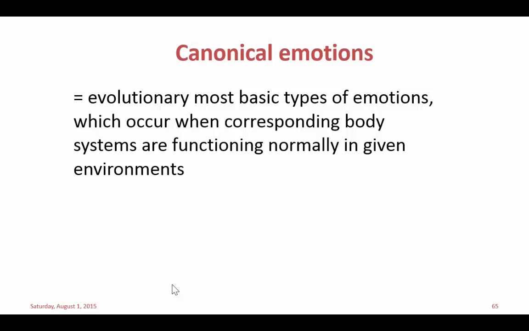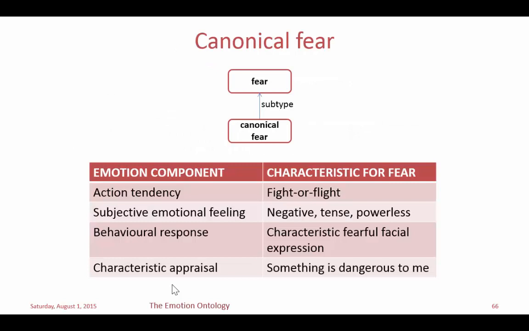So there are environments where, for instance, it's useful for survival to experience fear. When there's a lion in the corner of the room with you, it's useful to experience fear. And this goes hand in hand with the characteristics for fear in the canonical case, namely the fight or flight action tendency, negative emotional feelings, characteristically fearful expression, and characteristic appraisal: something is dangerous to me. If you can have all of those things without needing to think about it, because it's an evolutionarily basic response, you're more likely to survive and reproduce.